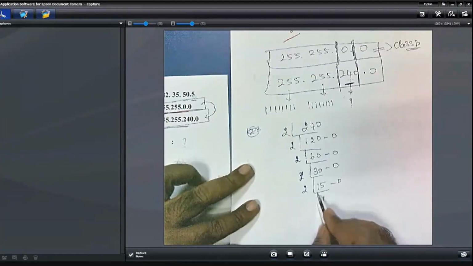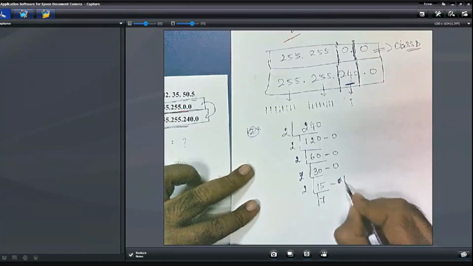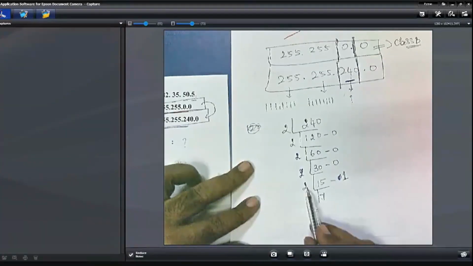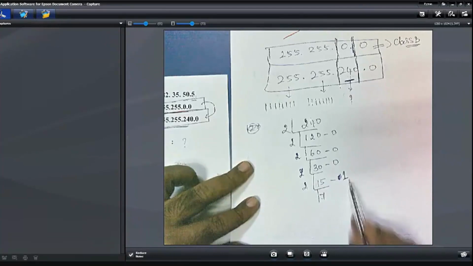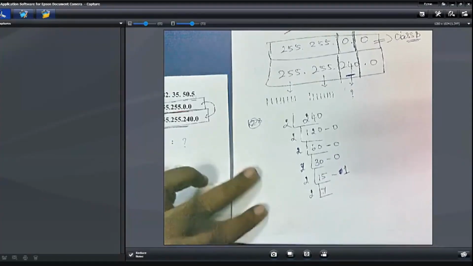7 2s are 14. Balance is 1. This is 1. Remainder 1. 7 into 2, 14. But I have 15 here. So the remainder is 1. Okay, I have 7. Then again, I'm going to divide this by 2.